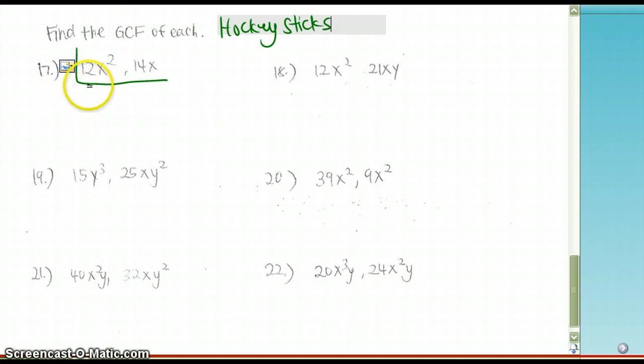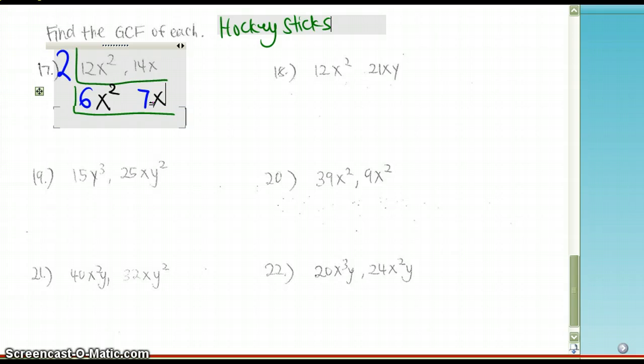So we're looking for what can divide both 12 and 14. So we're going to get the number 2. 12 divided by 2 is 6, so I write the 6 below here. And I'm going to keep the x squared for now. We'll work with the x's later. And I'm going to divide 14 by 2, which is 7, and I'm going to get x over here. Okay. Then I'm going to do another hockey stick here. And the 6 and the 7 can't be divided by any common number.